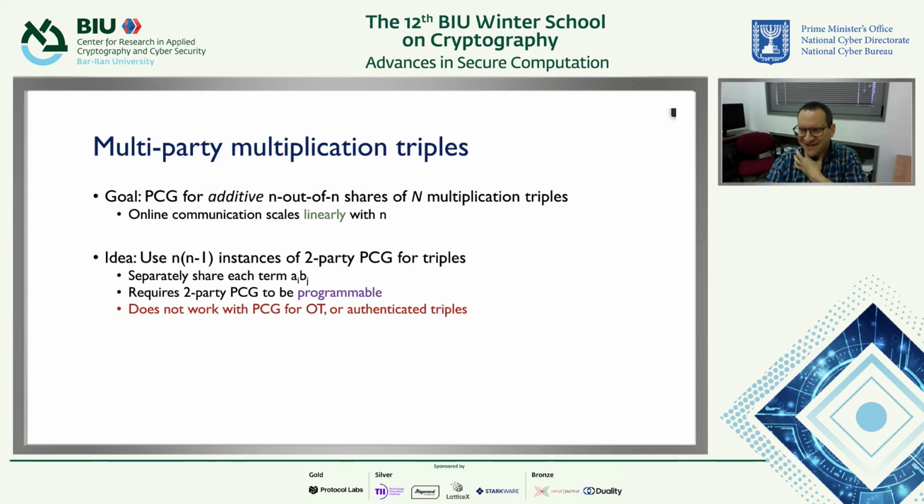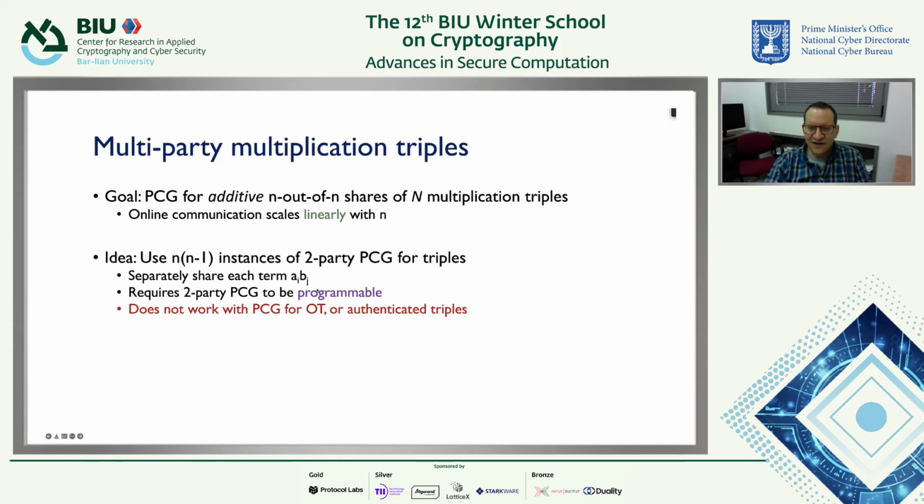Okay, because party PI can legitimately know AI, and party PJ can legitimately know BJ, this is the additive share of party J, so we can split the product between them. And then we add up the outputs of this quadratic number of two-party PCGs, and we also need to do some re-randomization of the output using this PRG-based PCG for additive shares of zero, the tournament-based one that I described before. And we get a PCG for n-party multiplication triples.